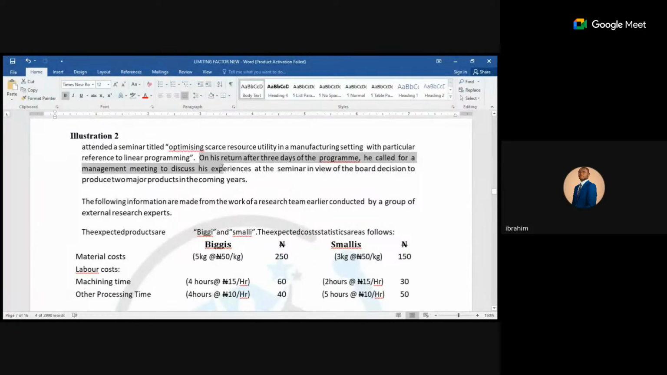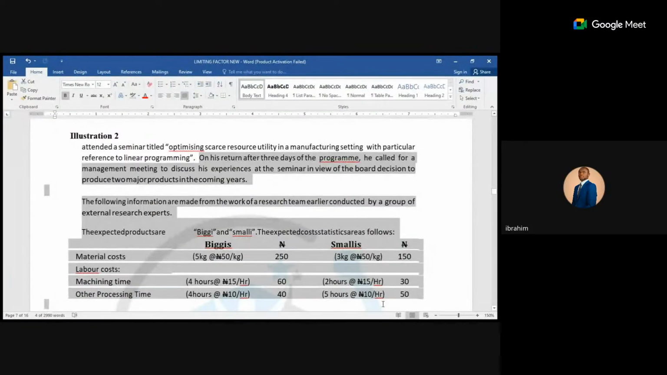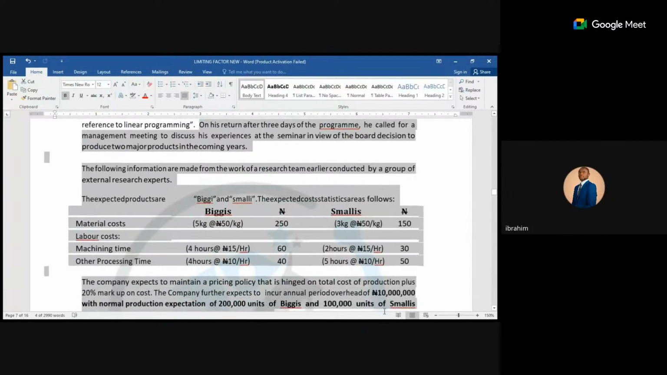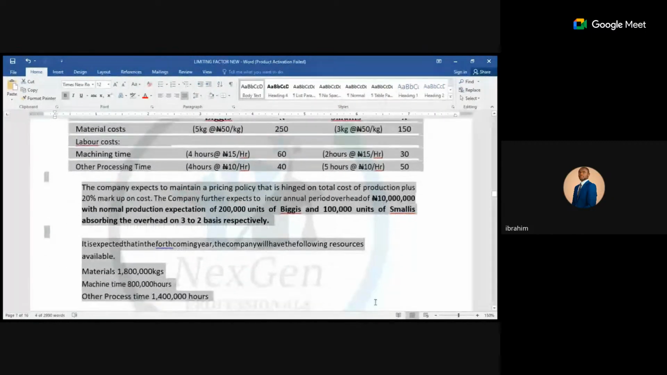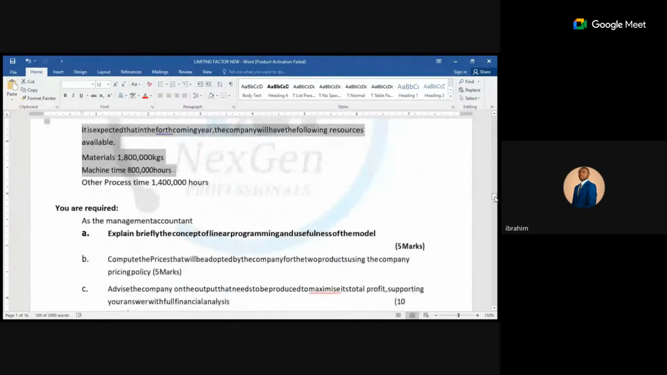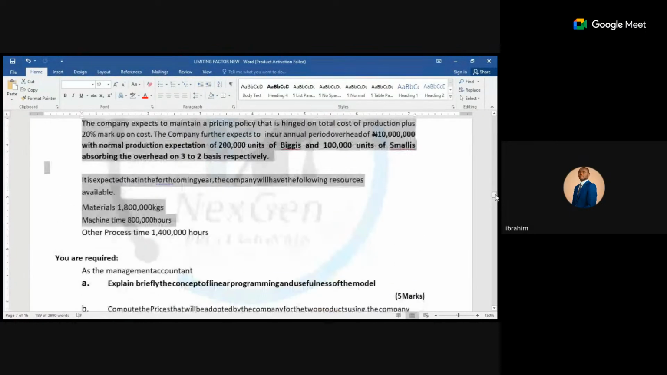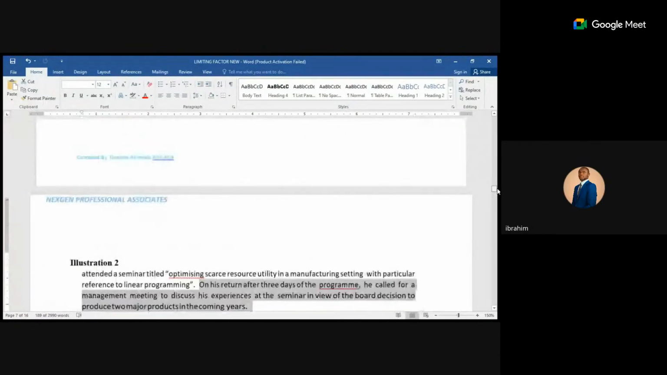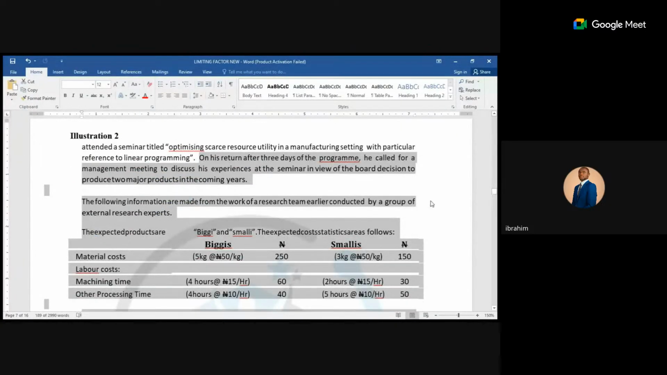On his return after 3 days of the program, he called for a management meeting to discuss his experience at the seminar in view of the board decision. It is expected that in the forthcoming year, okay, so what will now be the number of years, class?